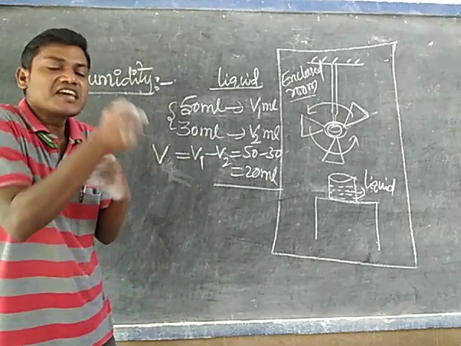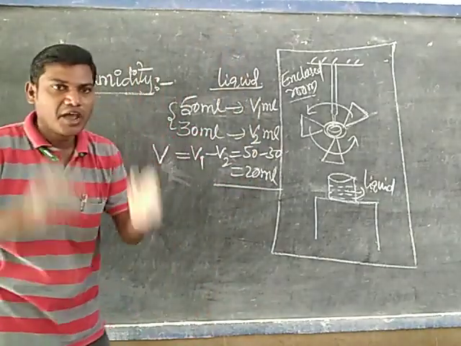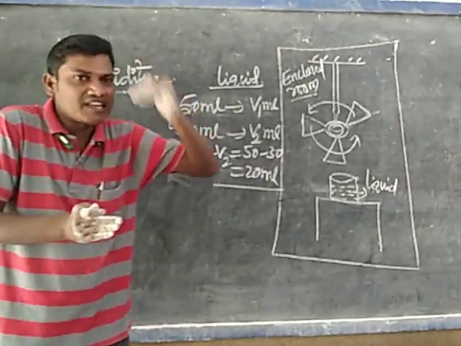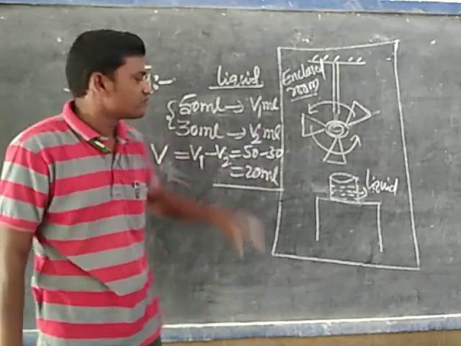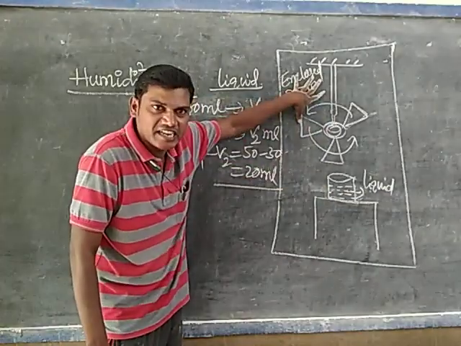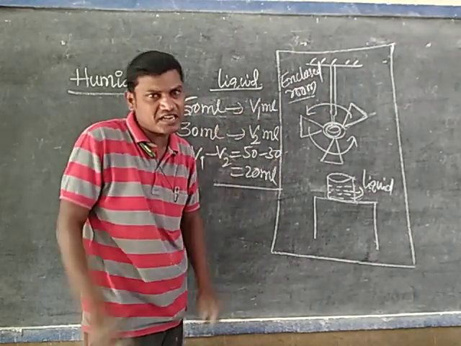Humidity increases indirectly. Listen very carefully. Humidity is nothing but the amount of water molecules present in the air. Initially, before starting this experiment, some air is present inside the room, which means some water molecules are present in the vapor state.